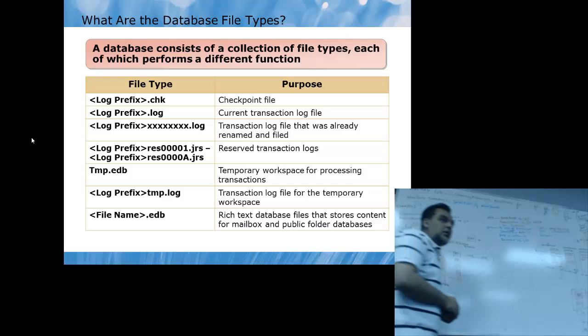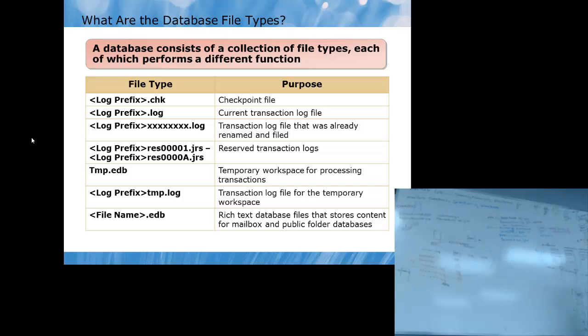These reserved log files are configured in Exchange right from the days of 5.5: 5.5, 2000, 2003, 2007, 2013, 2010. They're always there, but they are so small, and nowadays RAM is huge. Each file is 1 MB. Did I say 1 MB or 10 MB? 1 MB. So this is 1 MB, so 2 MB in total. So this is not even practical.